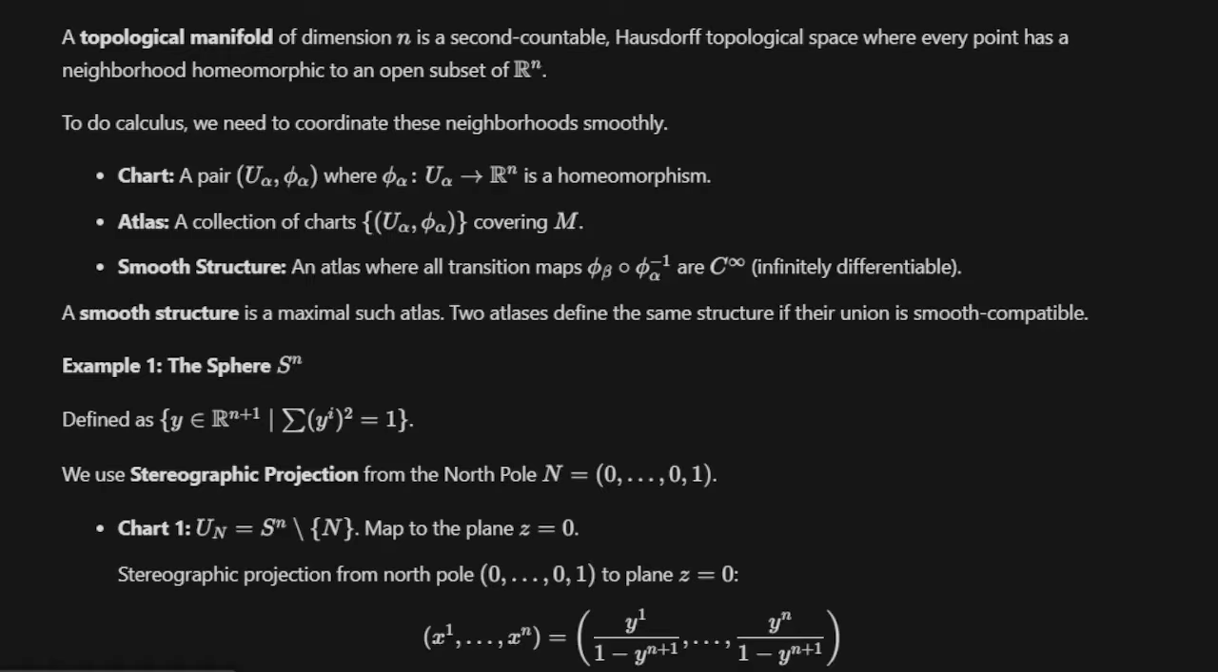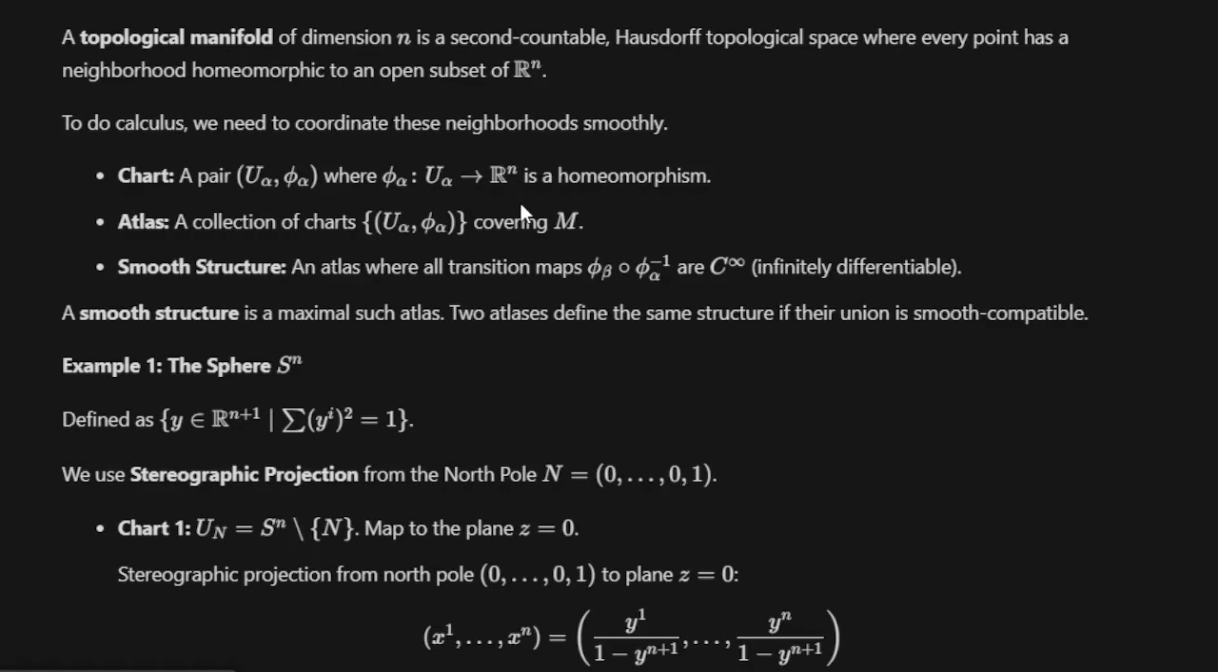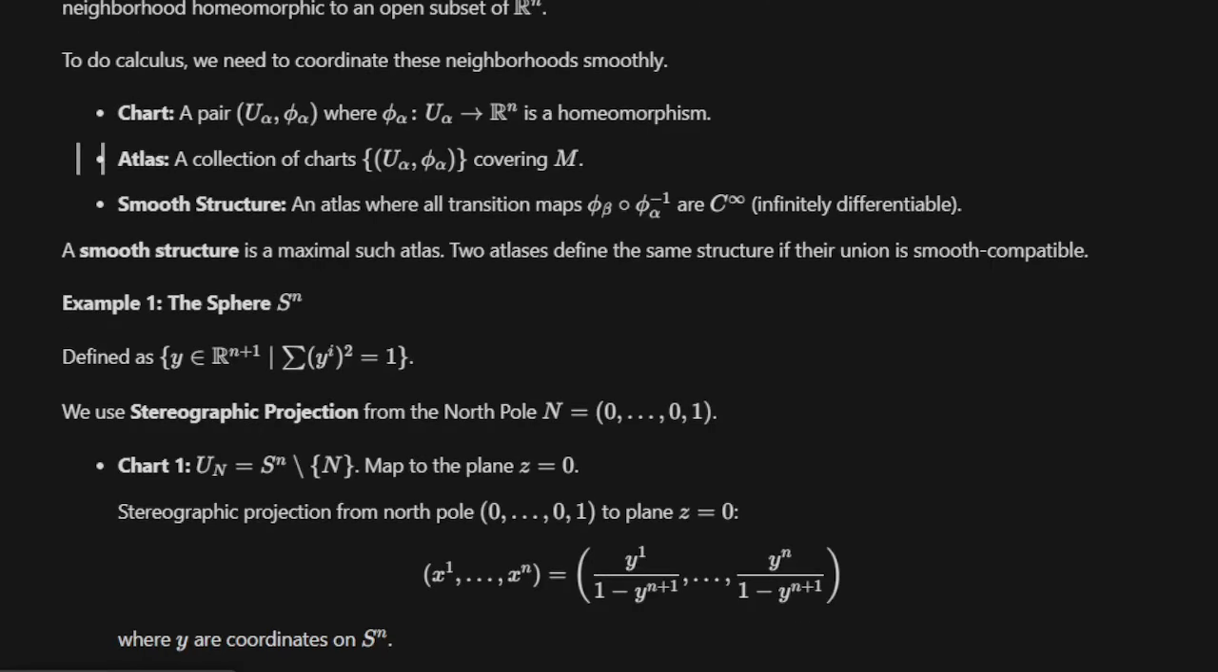So what we have to do is construct something called a chart. A chart essentially is an ordered pair, and it's a small map of a neighborhood. It'll take the curved piece of some manifold M and flatten it onto Euclidean space. That's the definition of a chart. An atlas is just a collection of charts that covers the entire manifold.